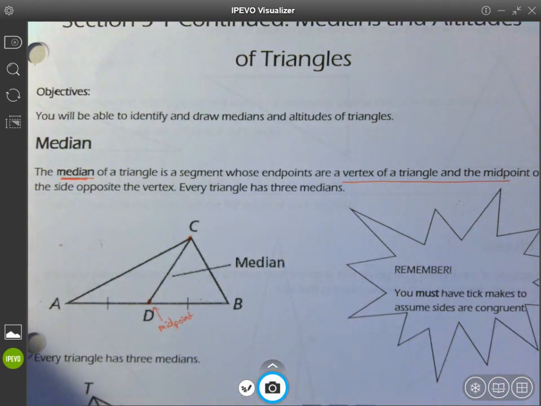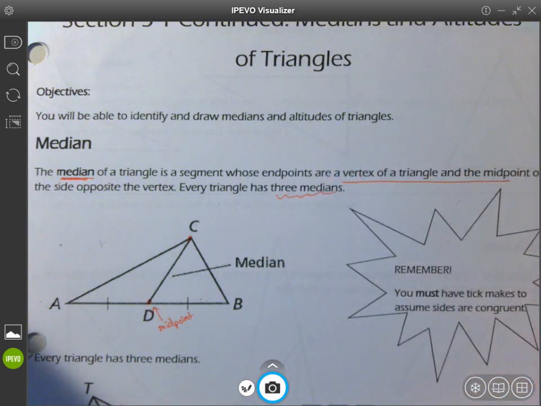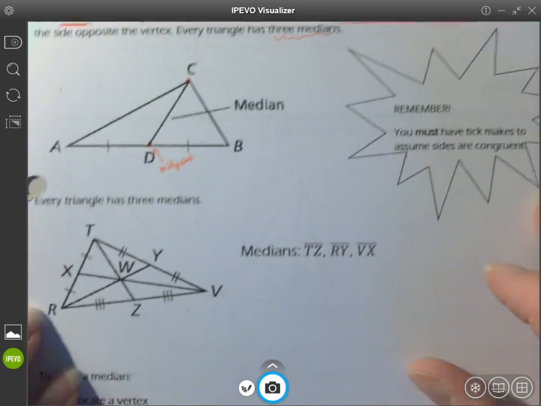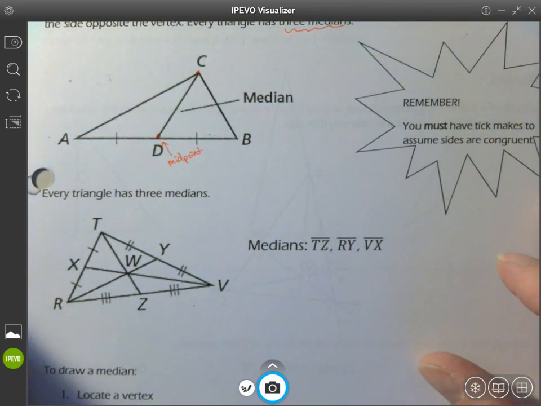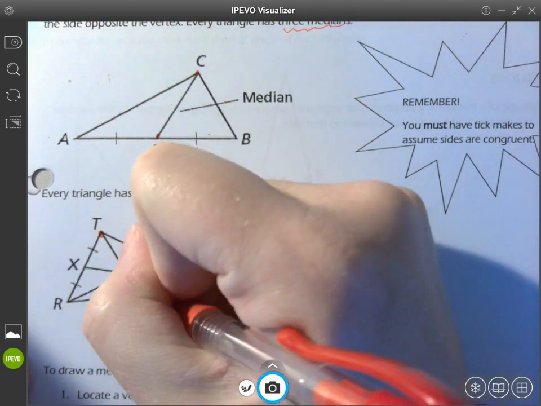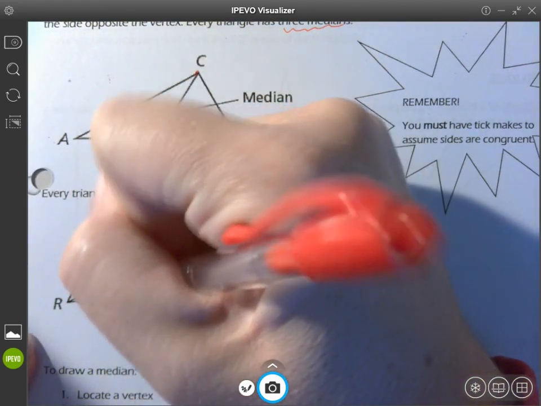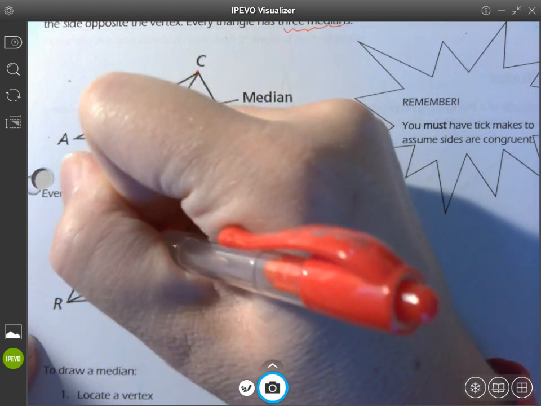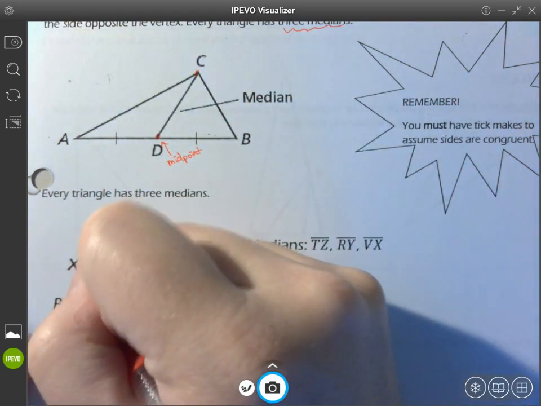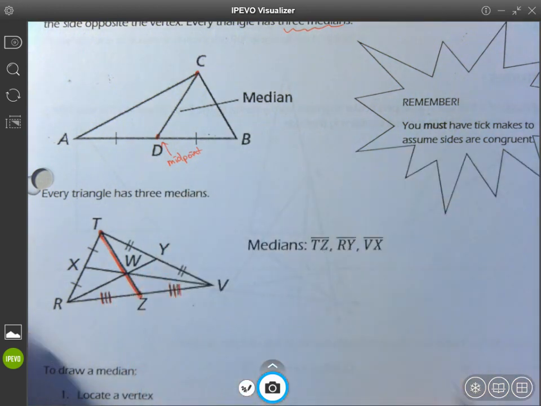Okay. There are 3 medians in every triangle. So if I wanted to draw all of them, let's take a look at this next picture here. These are all medians. So every triangle has 3 medians. So look, I go from T, the vertex, to the opposite side Z. I'm going to go ahead and trace that. That is a median because this is congruent to this. So focus on that one side.